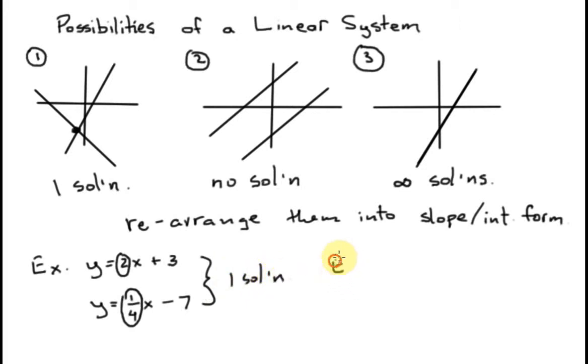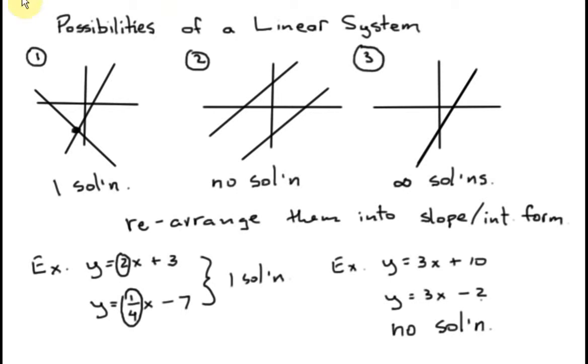Okay. Now suppose you had something like this. Say you had y equals 3x plus 10, and the other one looked like this, y equals 3x minus 2. Well, I got the same slopes, so I know it's either situation number 2 or number 3. Same slopes, but I got different y-intercepts. That tells me they're not the same line, they're parallel lines. So this would have no solution. Okay? So the trick really is to rearrange them into slope-intercept form.